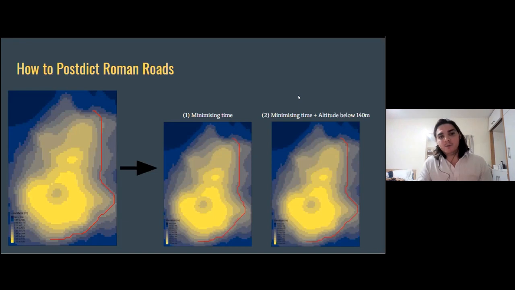So for example, here we can see that minimizing time is quite similar to our known route on the left, but there's a slight deviation here. Whereas in this case, if we include altitude below 140 meters, we can then see that the simulated route is exactly the same. And by replicating this process for all roads of interest, we can start to understand collectively, are there similarities and differences in what Roman engineers considered when constructing roads? Are there rules or guidelines?